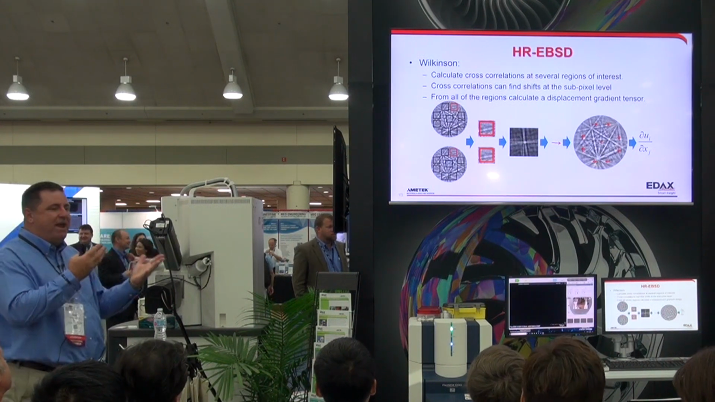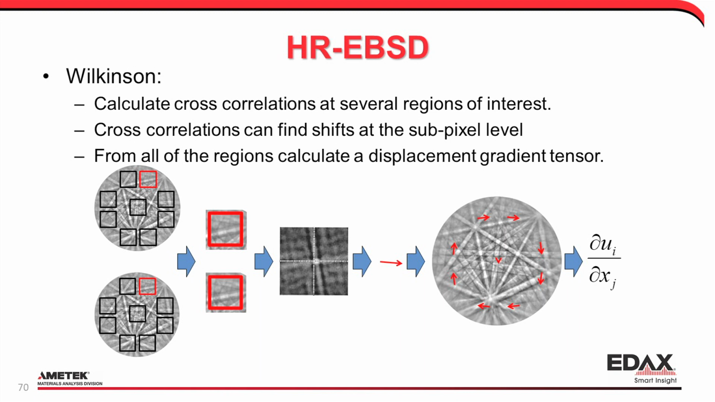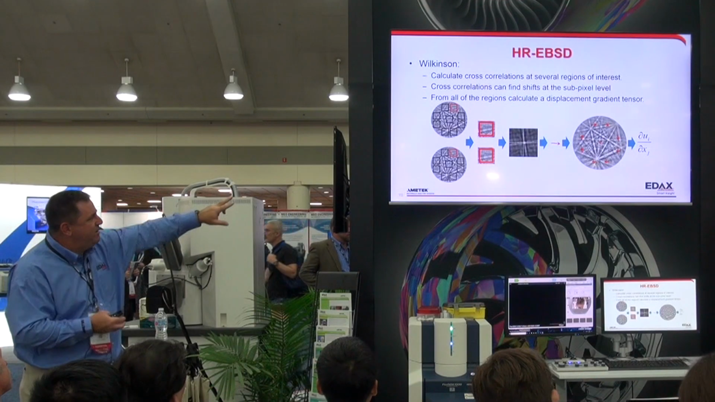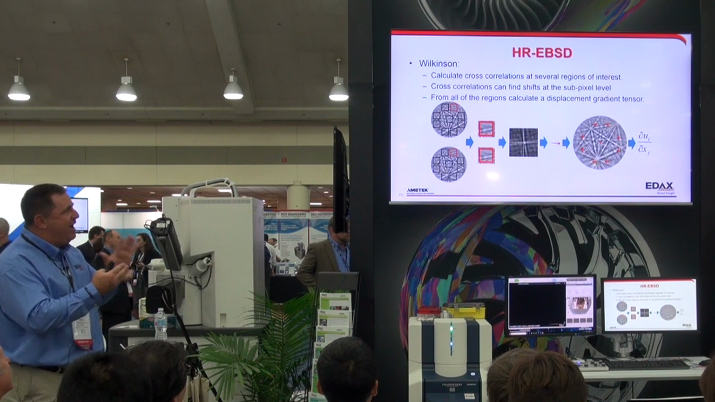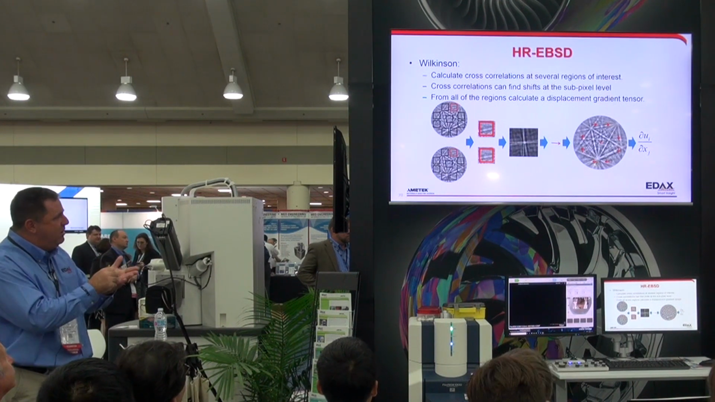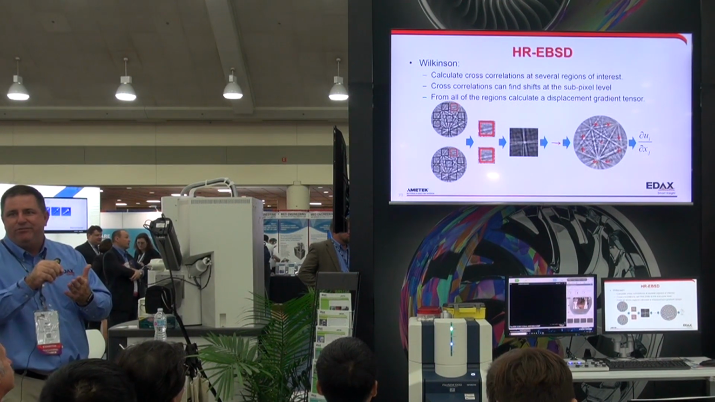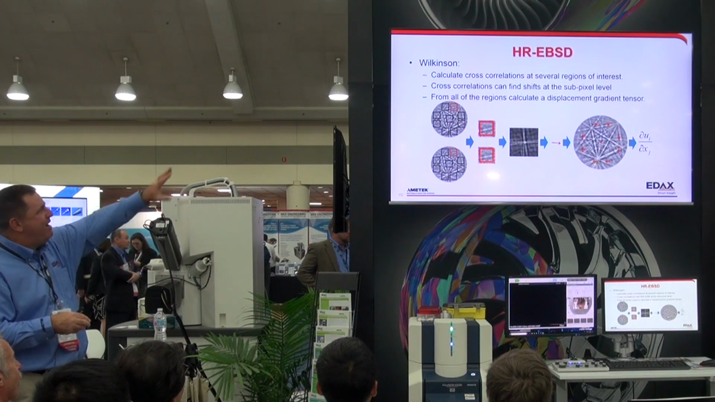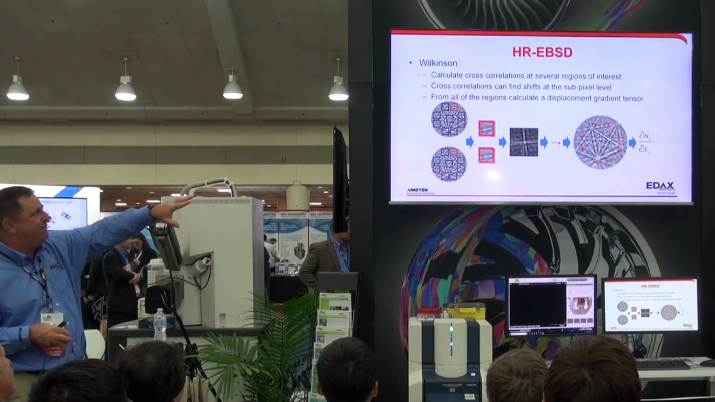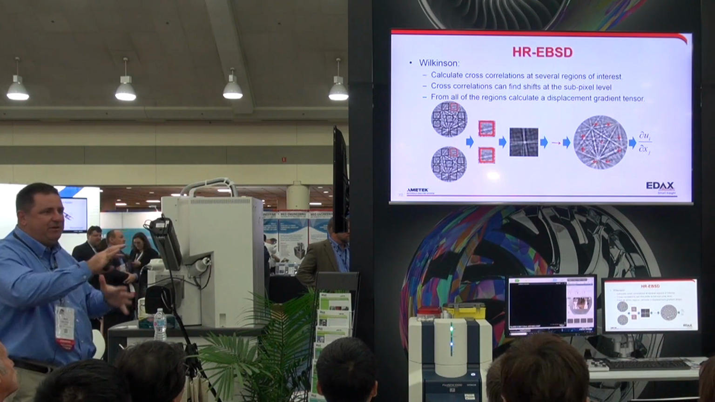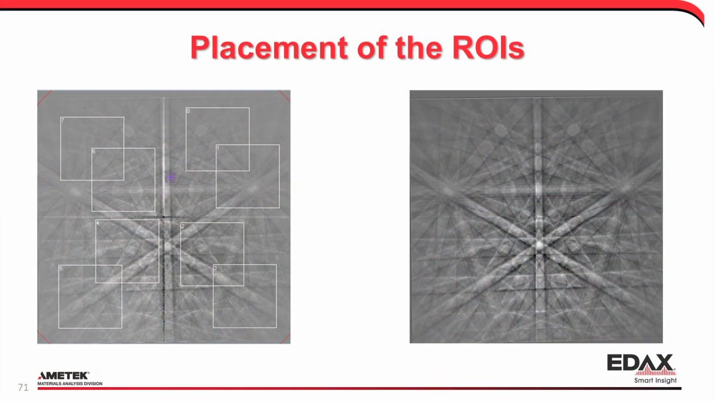But this is where we compare one pattern to the next, looking for very small sub-pixel changes in the positions of the diffraction information. Within each pattern, a number of different regions of interest are displayed. Each region of interest is compared to another via a fast Fourier transform cross correlation, again looking for sub-pixel shifts in intensity. We do that for all those ROIs to calculate what's called a displacement tensor. So we're able to figure out both the elastic displacement and the shifts in rotations in the patterns.